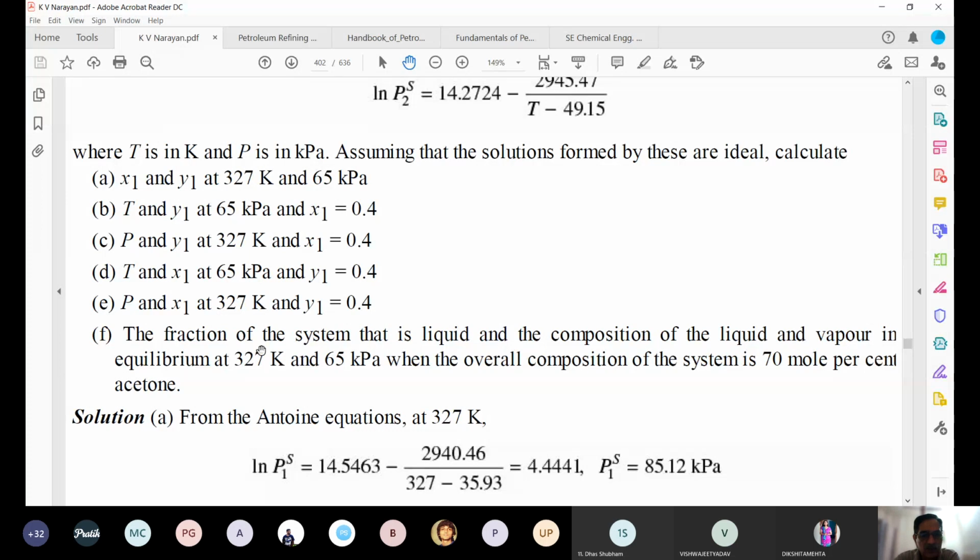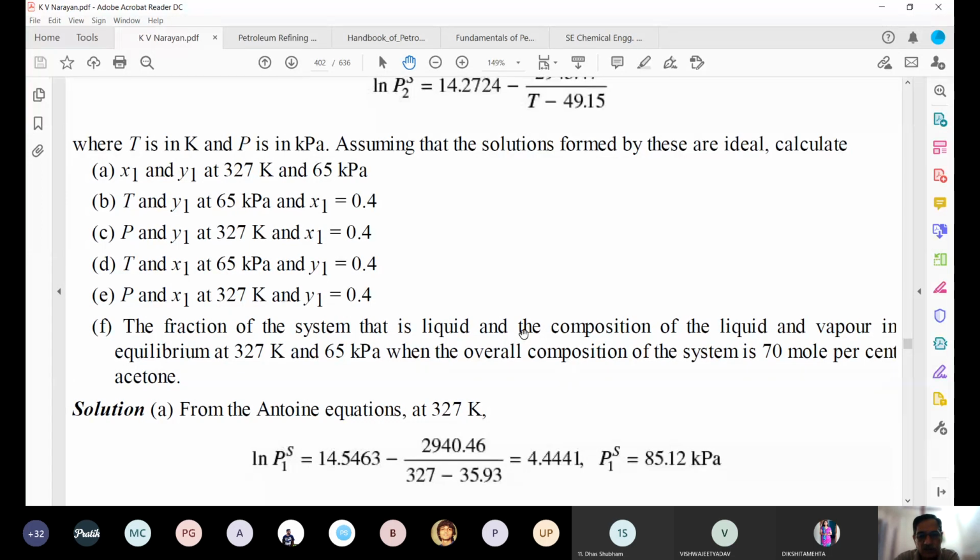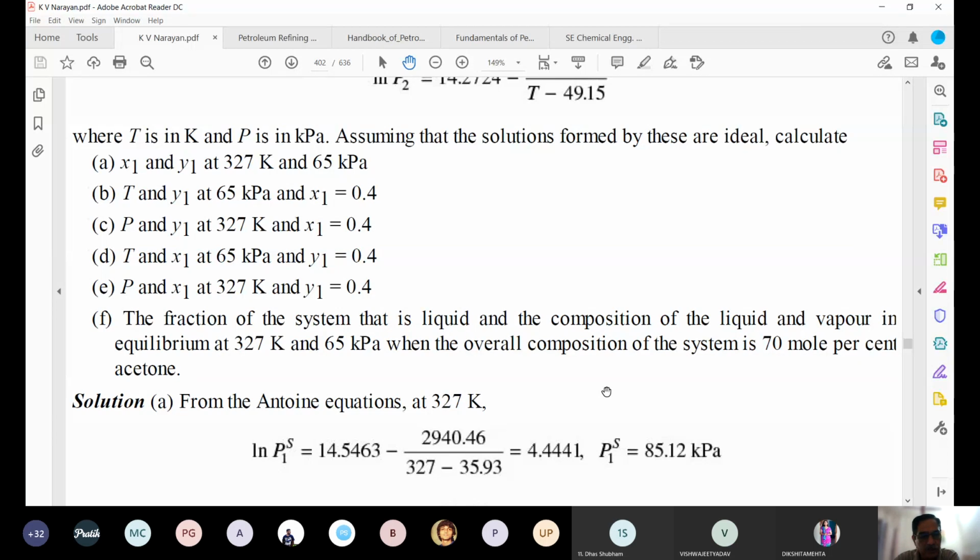The next part is F: the fraction of the system that is liquid, and the composition of the liquid and vapor in equilibrium at 327 Kelvin and 65 kilopascal, when the overall composition of the system is 70 mole percent acetone. So now we have to find the fraction of the system which is liquid. The temperature is given as 327 Kelvin, the pressure is 65 kilopascal, and the overall composition is 70 mole percent acetone.